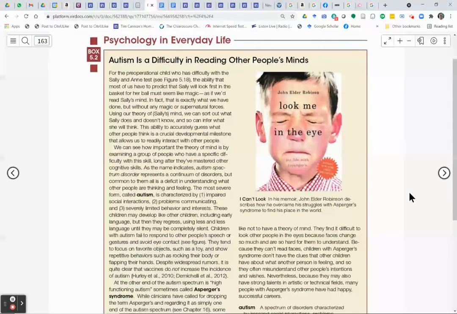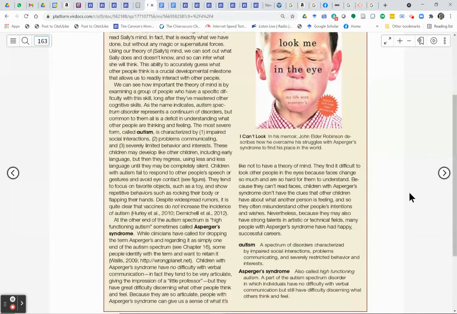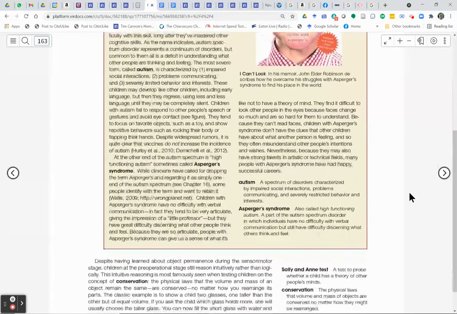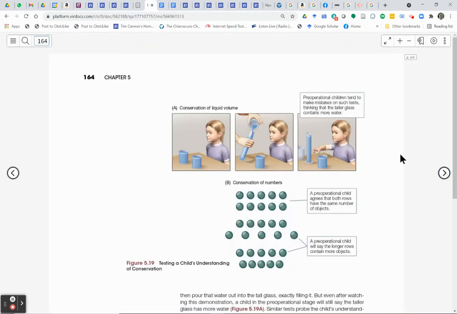An important box on autism, and high functioning autism. I certainly have a touch of this, and one of my grandchildren at least has a touch of this too. These conservation tests are amazing. I used to wear my kids out with these.